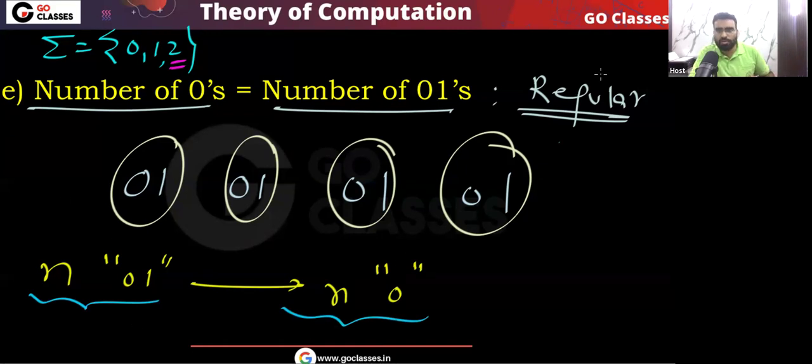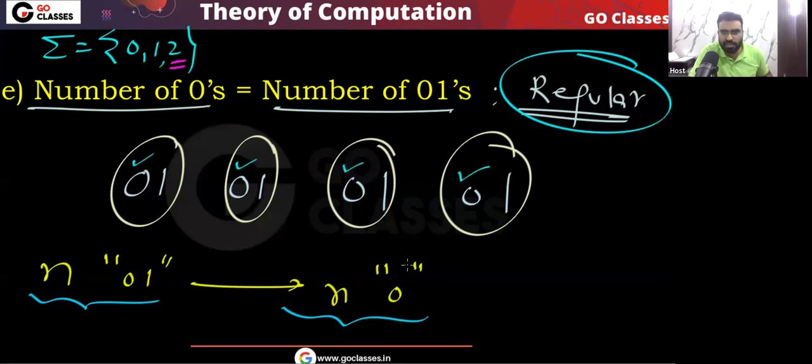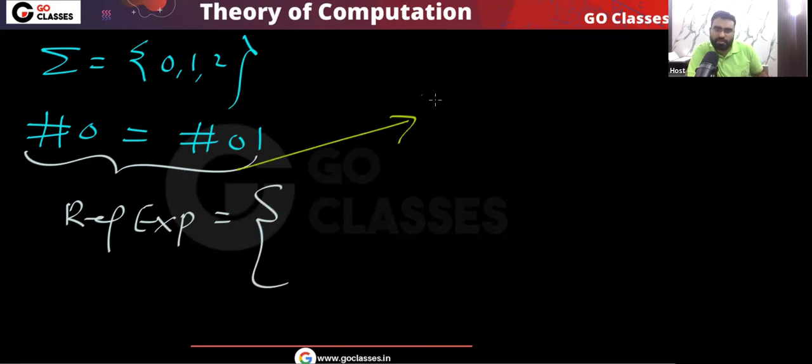Let me know. So this is still regular. What will be the regular expression? Because 01 is already there, tell me what will be the regular expression. Your alphabet is {0, 1, 2}. This is the alphabet, and we want the number of zeros to be equal to the number of 01. Just try to understand and tell me what the regular expression is. See, the regular expression is very simple. No extra 0 can come. Do you agree? In this language, no extra 0 can come.